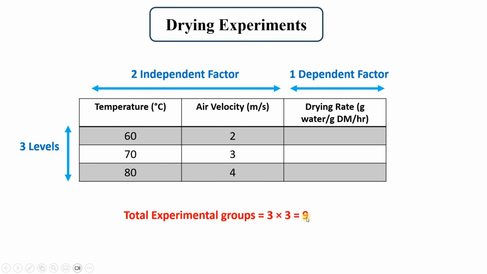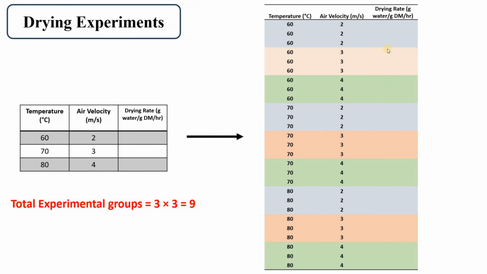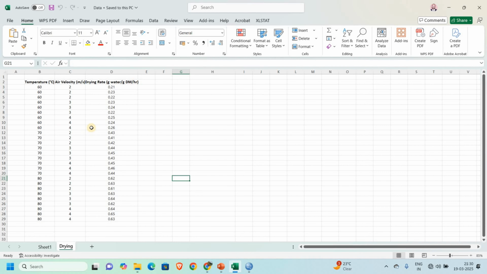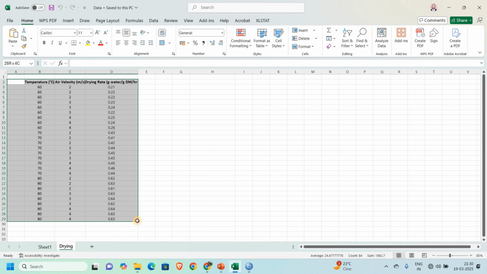But remember, for doing analysis in SPSS, we need triplicate data. So our data table will become like this, and we will have a total of 9 groups. For each group we have to perform the experiment in triplicate. For doing two-way ANOVA analysis, I have formed this dummy data. We will use this data in SPSS software and see how we can do the two-way ANOVA analysis. Let's get into the SPSS software.